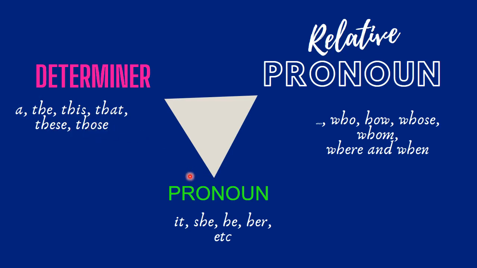And the second is a pronoun, like it, she, he, her, they, there, them, and so on and so forth. And the third one is relative pronoun, like who, whom, whose, which, where, and when.